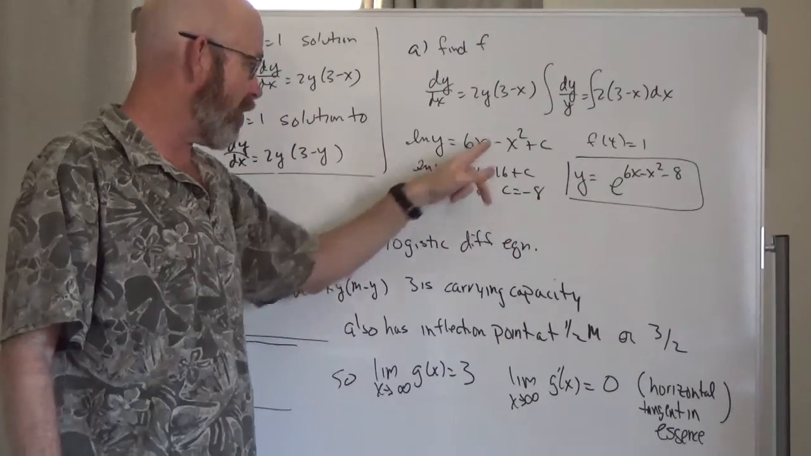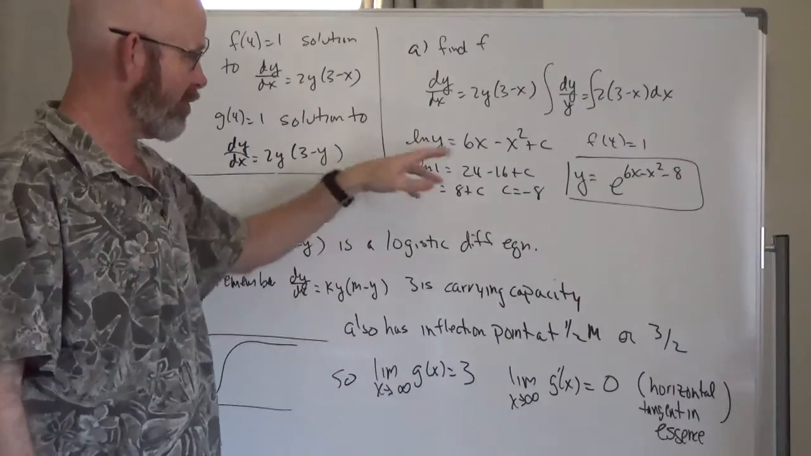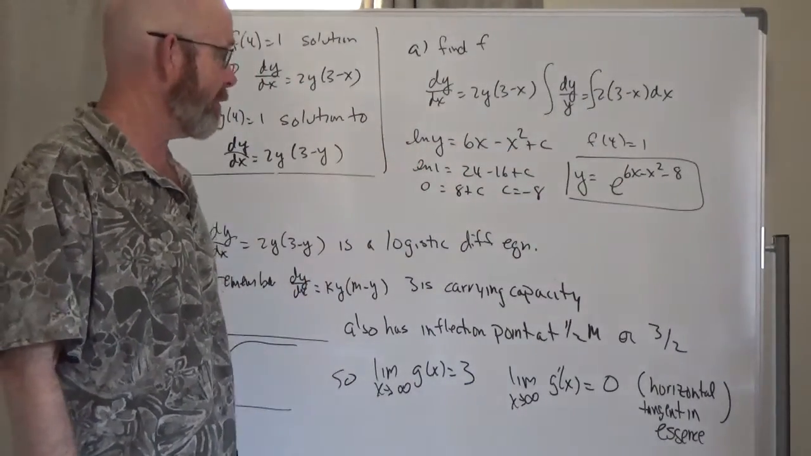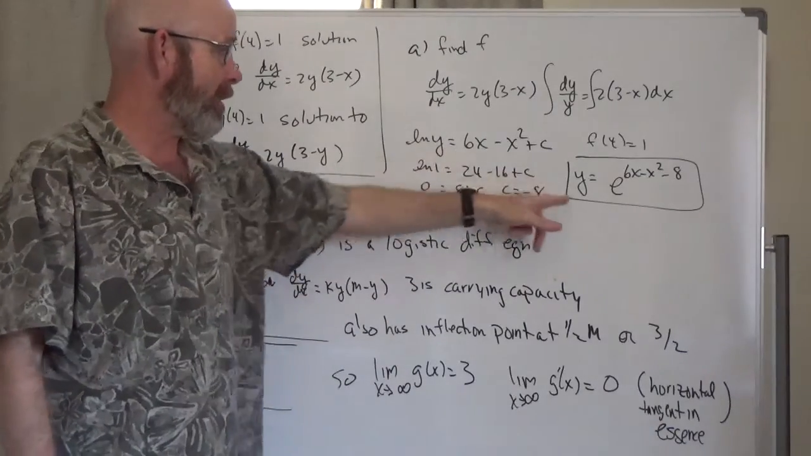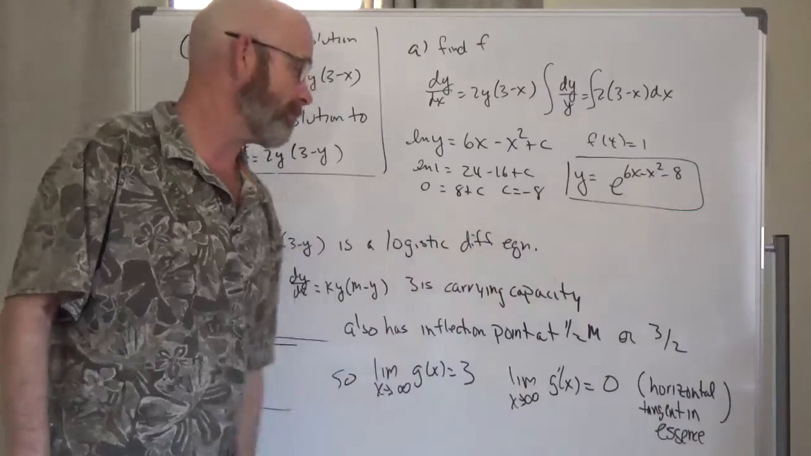And then I just solved for y. I could have put c in at the end, or found c at the end. I just chose to do it right there because I noticed the natural log of 1 was going to be 0, which made it really easy. And then I just exponentiate both sides, so y equals e to the 6x minus x squared minus 8.